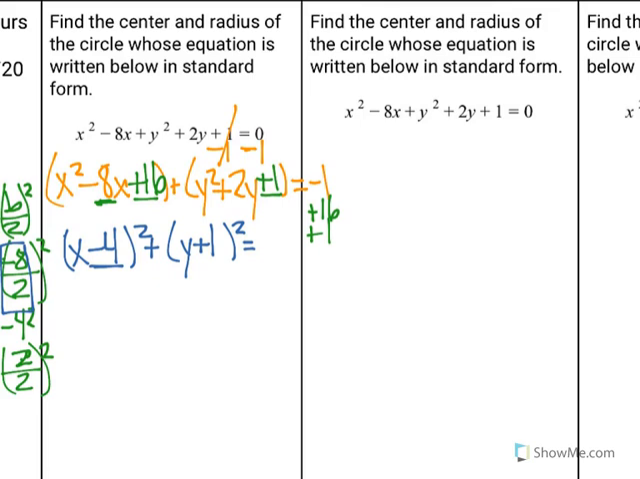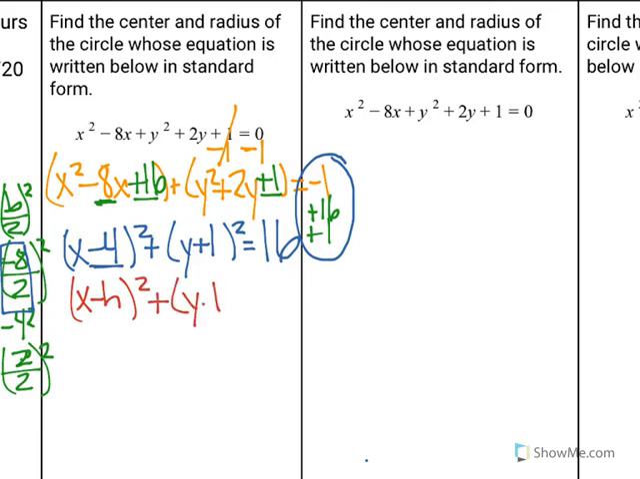Now when we set it equal to, we want to actually combine all of these numbers. So -1 plus 16 is 15 plus 1 is 16. Now this equation of the circle should look really familiar. It should look like this: x minus h squared plus y minus k squared equals our radius squared.